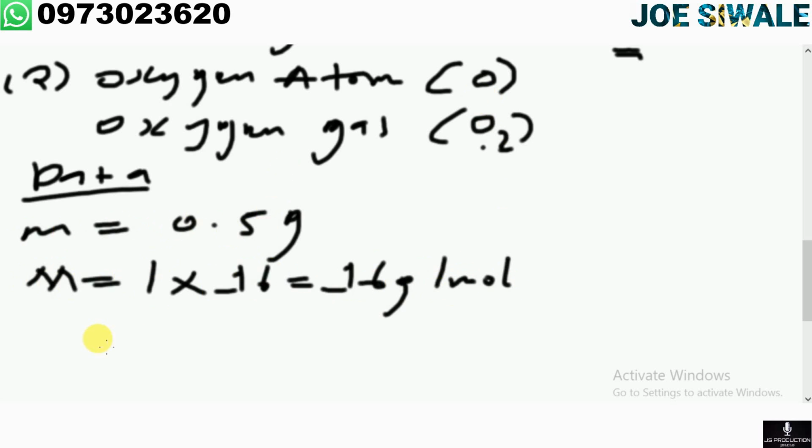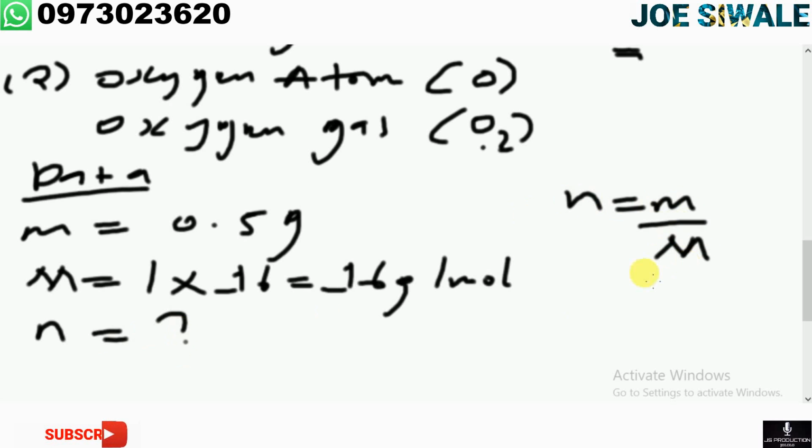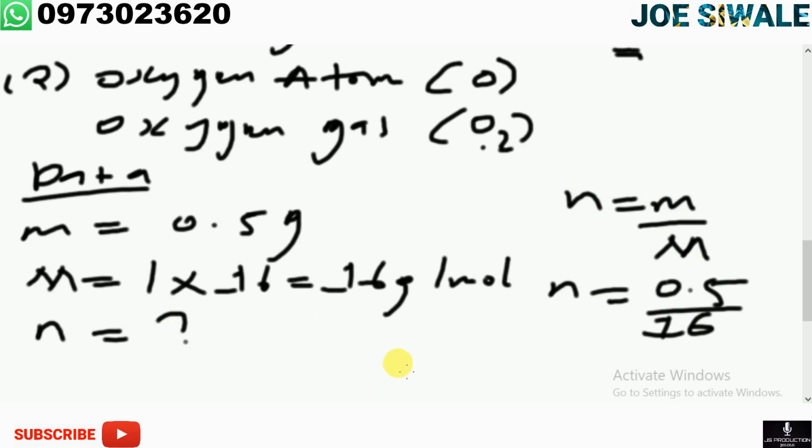Then we are told to calculate the number of moles, that's question mark. So we're going to say n is equal to small letter m divided by capital letter M. Number of moles is equal to the mass, that's 0.5 divided by 16. So n is equal to 0.5 divided by 16, that's 0.031 mole.